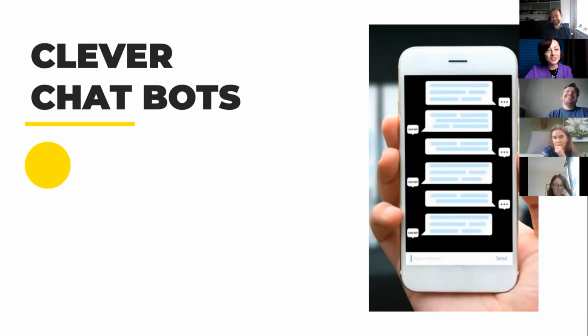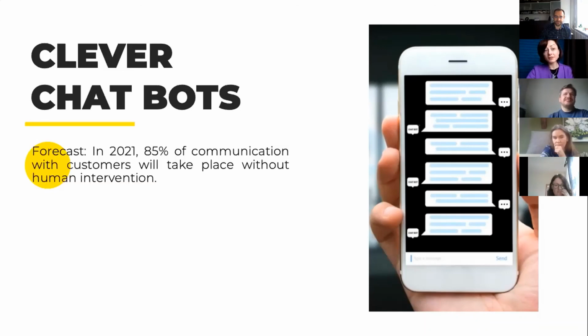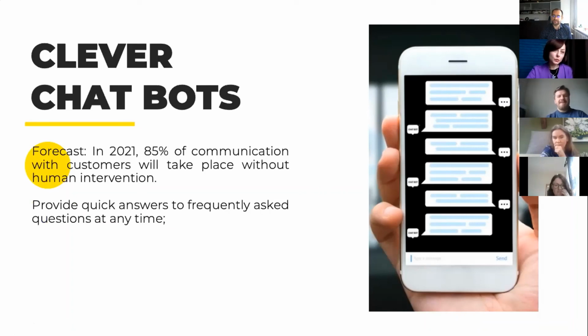And I see that not all the chatbots at the present moment are very clever. Of course, I understand that this is a very complicated technology and we are working on that. But if we have a clever chatbot, there are forecasts that even this year 85% of communication with customers will take place without human intervention. That means that robots will do that. Of course, this is global statistics. I'm sure that if we speak about Latvia, it will be a bit less. But this is where we are moving.